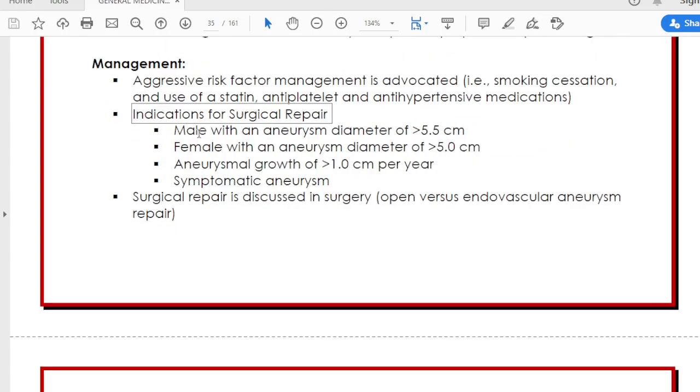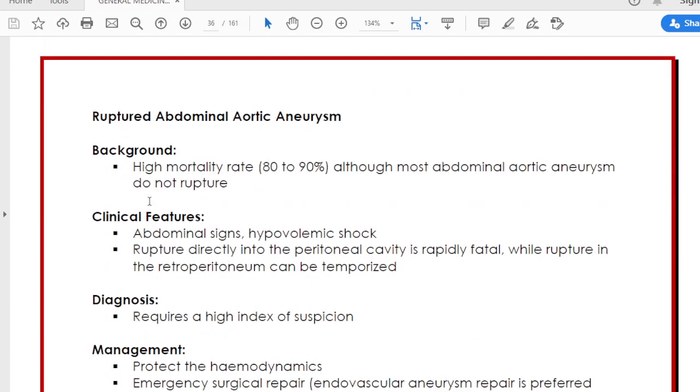Indications for surgical repair: male with an aneurysm diameter of greater than 5.5 cm. Female with an aneurysm diameter of greater than 5.0 cm. Aneurysmal growth of greater than 1.0 cm per year. Symptomatic aneurysm. Surgical repair is discussed in surgery, open versus endovascular aneurysm repair.